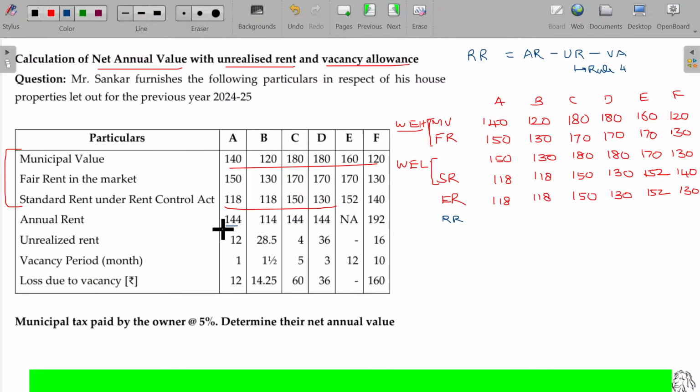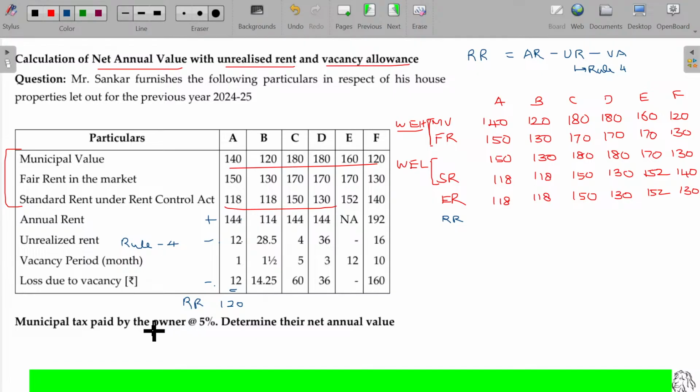So annual rent being 144, unrealized rent being 12 rupees. Vacancy period also being 1 month, for that 1 month the rent being 12 rupees. So from 144, 12 and 12 will be subtracted. 120 will be the rent received. This is unrealized rent. We assume rule number 4 is satisfied.